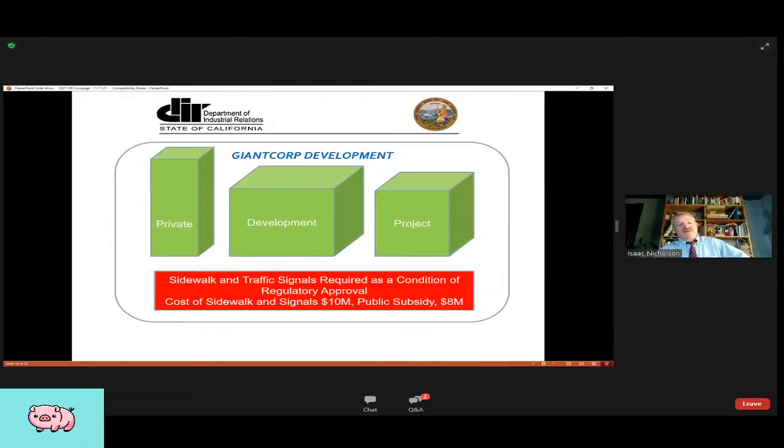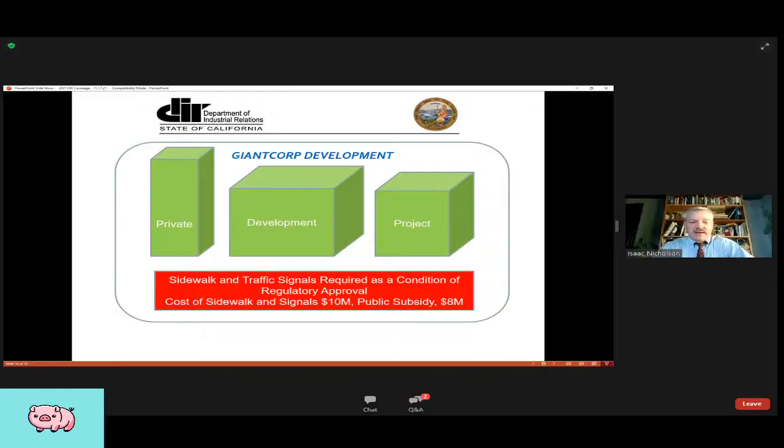Giant Corp development project, a multi-structure development. And in order to obtain regulatory approval for the project, Giant Corp went to the city and said, we want to do this huge development project. And the city said, okay, great, go ahead, do it. But in order to do it, you're going to have to do some sidewalk improvements and install traffic signals. And Giant Corp says, okay, well, are you going to help us out with that? And then the city provides a public subsidy of $8 million for the sidewalk and traffic signal work.